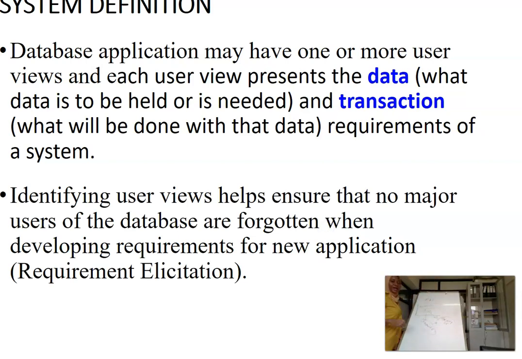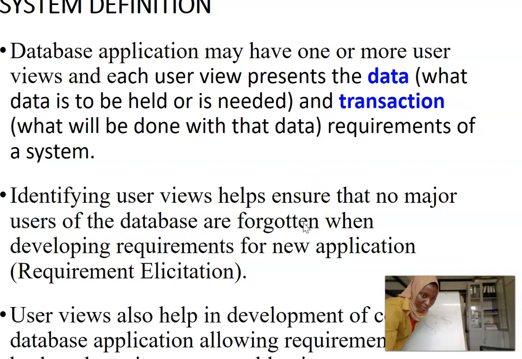So, in essence, identifying user views helps us to ensure that there is no major user of the database that has been excluded, knowingly or unknowingly. By trying to break down your database into user views, or by having what we call a systems definition, we shall be certain that there is no user in the database that is going to be left out. So that is why it is important for us to have the user views in our database.